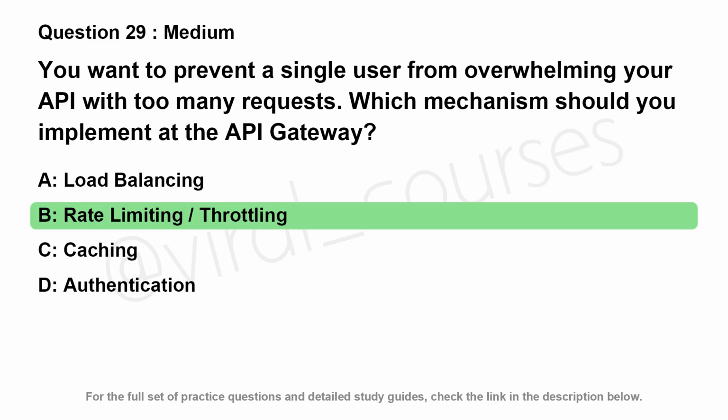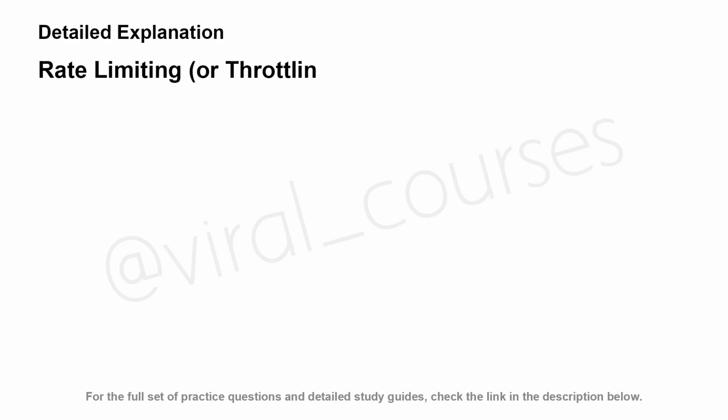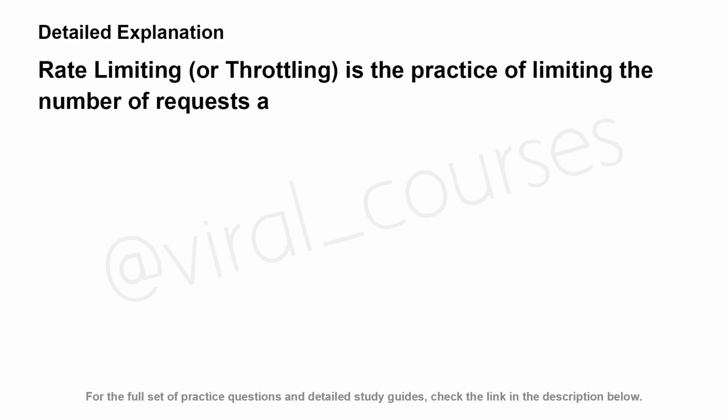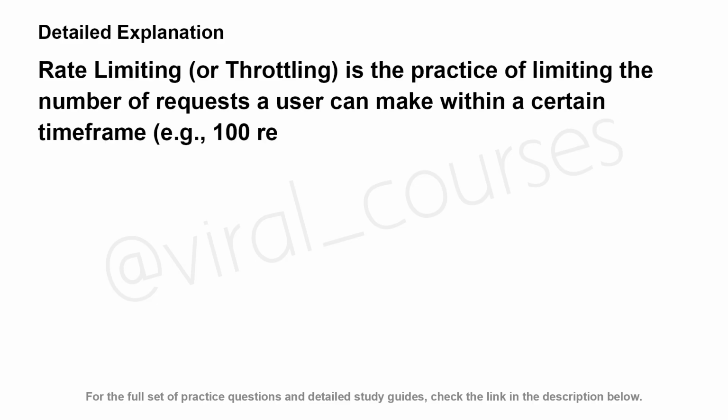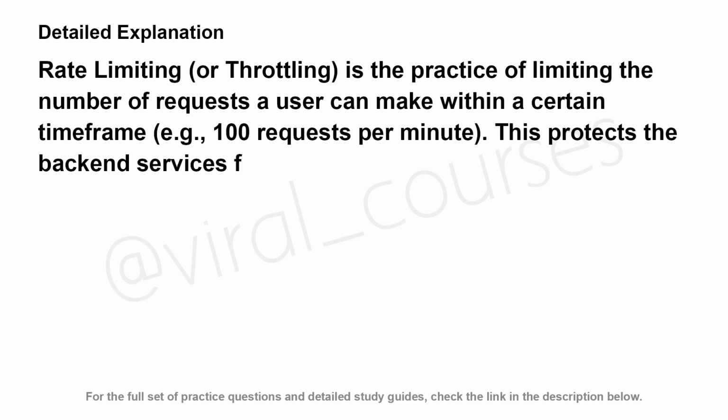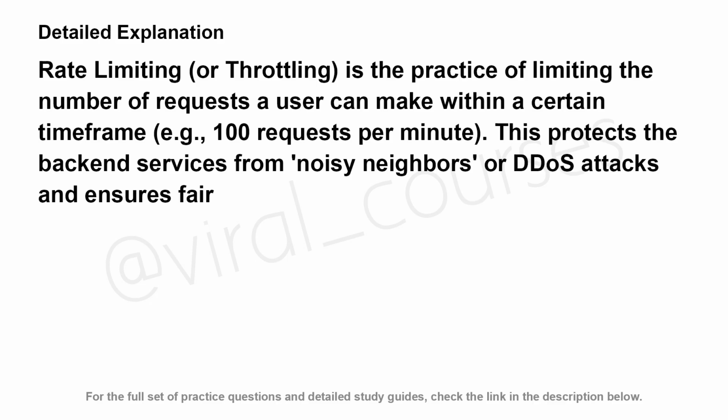The correct answer is B. Rate limiting, or throttling, is the practice of limiting the number of requests a user can make within a certain time frame. For example, 100 requests per minute. This protects the backend services from noisy neighbors or DDoS attacks and ensures fair usage for all customers.